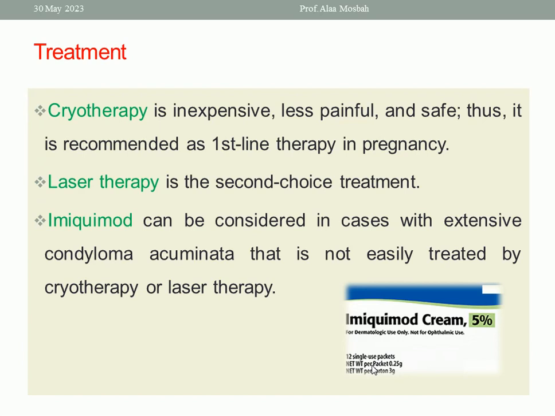Okay, so you should speak with the patient about the different lines of treatment and choose the best one for her. So cryotherapy is the first line therapy in pregnancy. Laser therapy is the second choice. Imiquimod cream can be considered in cases with extensive condyloma acuminata that is not easily treated by cryotherapy or laser therapy. Okay.